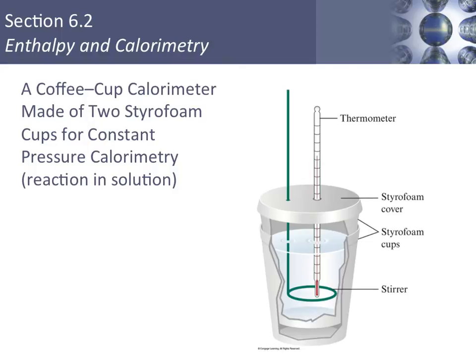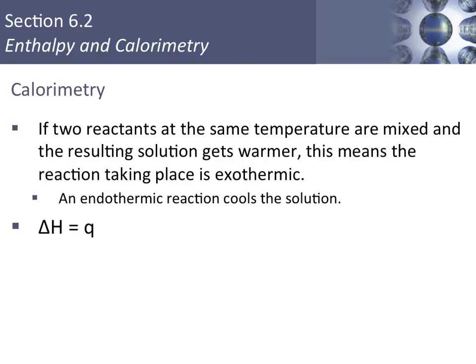This simple coffee cup calorimeter would allow you to do a constant pressure calorimetry experiment. This is where we would look at reactions in solution. Inside our calorimeter, we put the reacting substances and then measure the temperature change that results using the thermometer. If you are looking at a calorimetry experiment that involves a chemical reaction, if your 2 reactants are at the same temperature and then they're mixed and the resulting solution gets warmer, you know you have an exothermic reaction taking place. It is warming the solution. So, of course, an endothermic reaction would cool the solution.